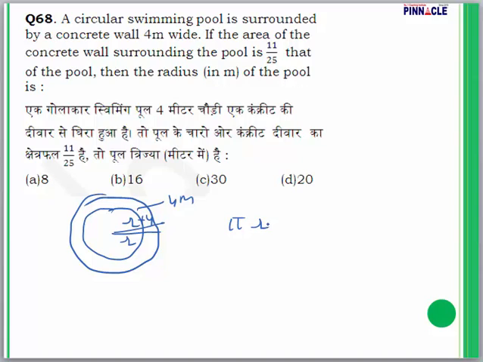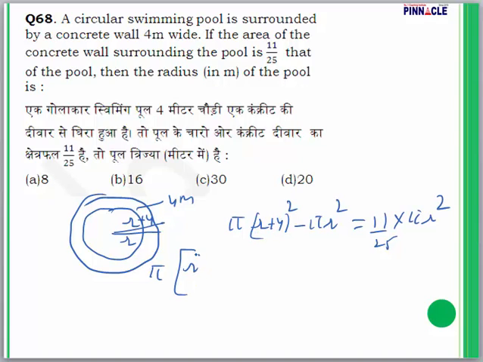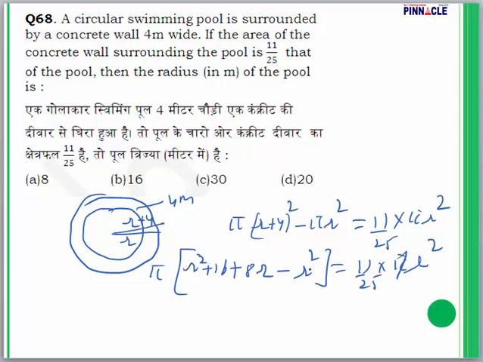So you can say pi (r plus 4) square minus pi r square is equal to 11 by 25 of the pool, that is pi r square. This is the expression that we have got. Now you can take pi as common, and let us open this bracket: r square plus 16 plus 8r minus r square equals 11 by 25 pi r square. Pi to pi cancel, and r square cancel.